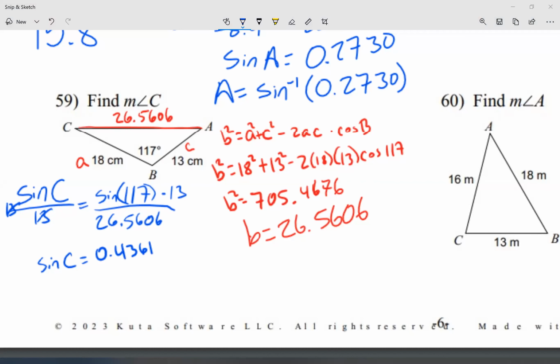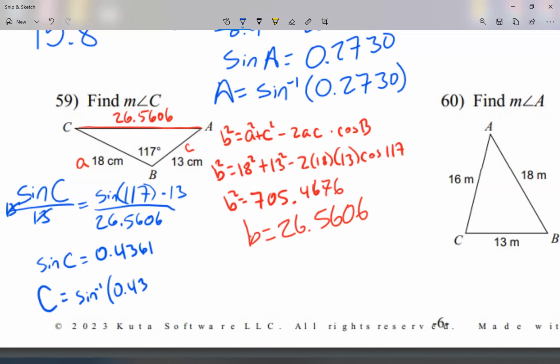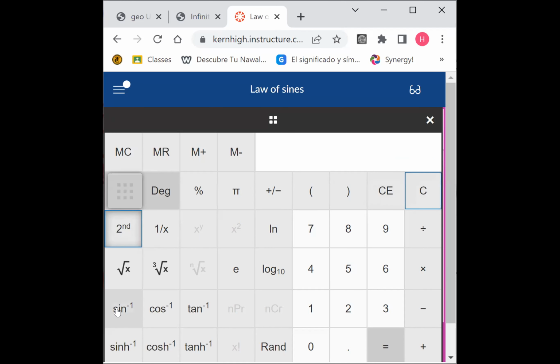So sine of C is equal to 0.4361. So angle C is sine inverse of 0.4361, which is equal to, let me do second, sine inverse of 0.4361, 25.85. So the 5 pushes the 8 over, so 25.9.